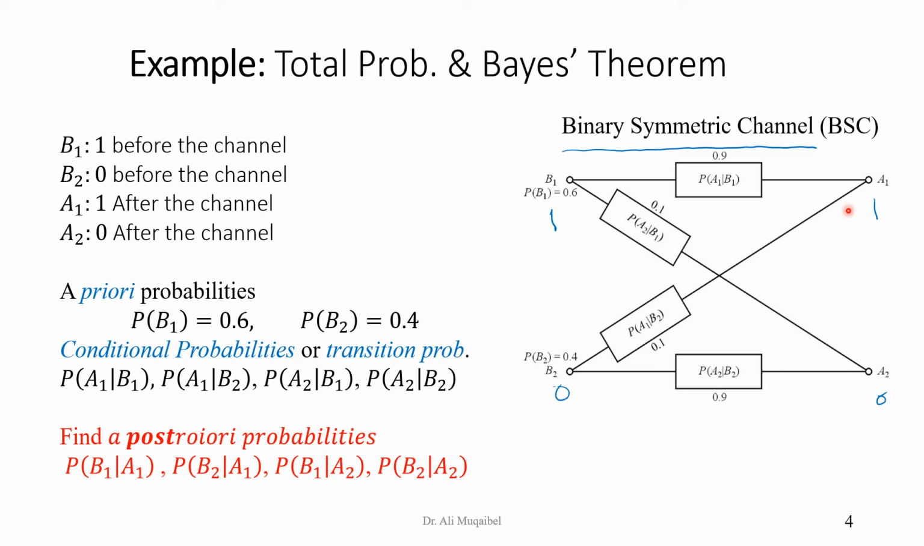If I get 1 here, this is something given. A1 is given. So what is the probability that what was transmitted is 1 or 0? We'll do this in the next slide. You can pause the video and try it yourself. Basically, this calls for Bayes theorem because we have one condition given and we want to find the other.